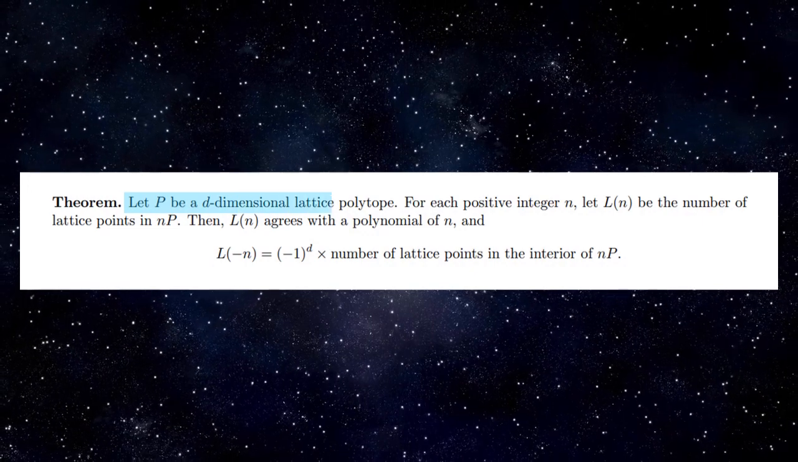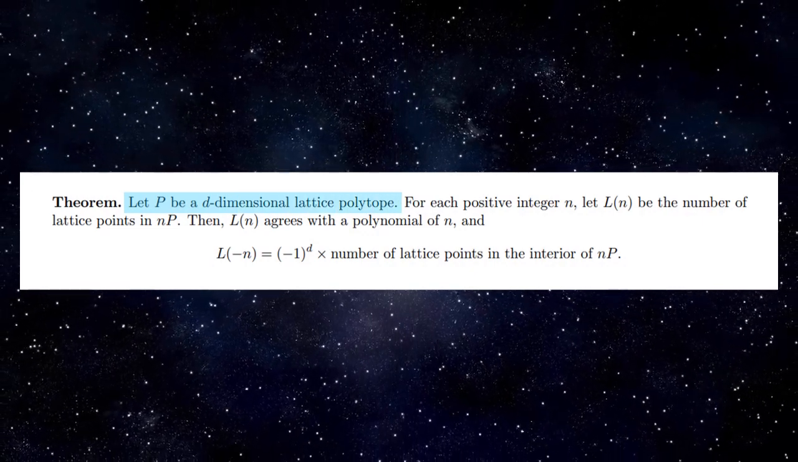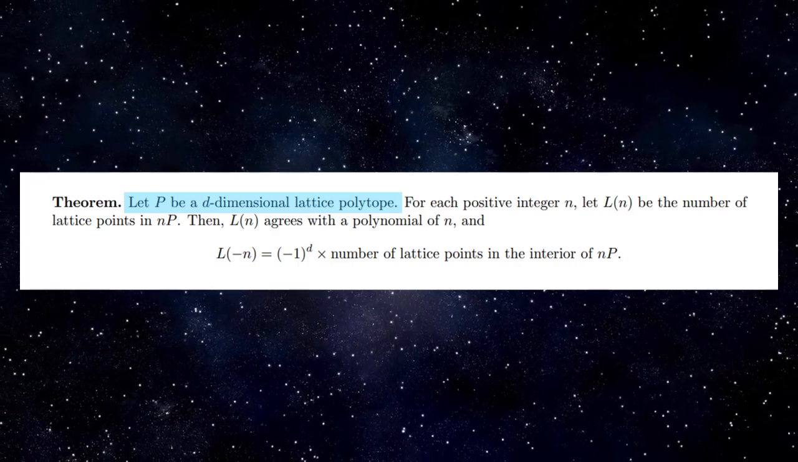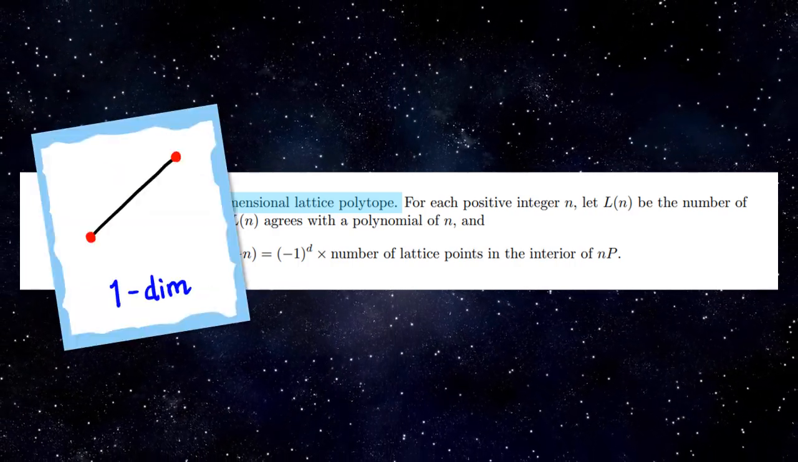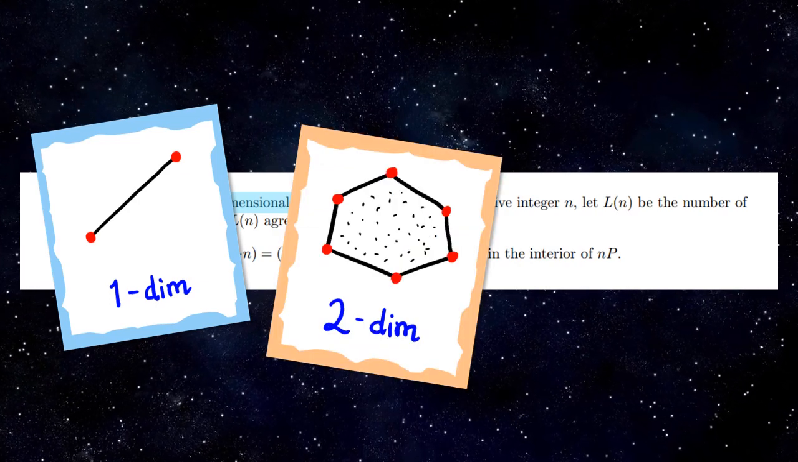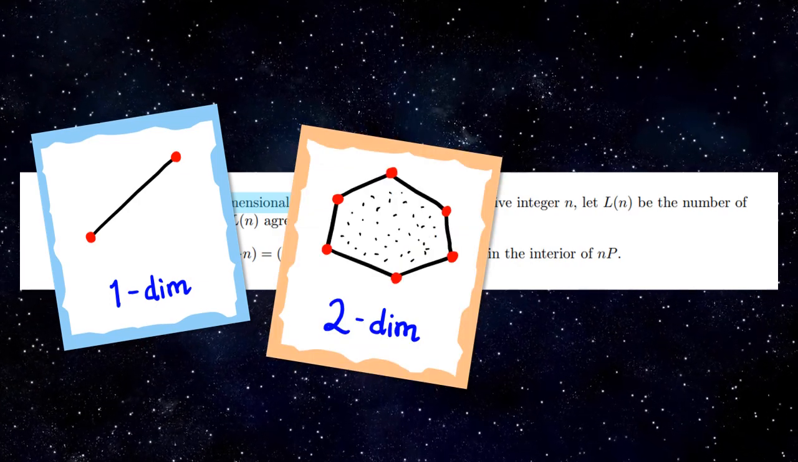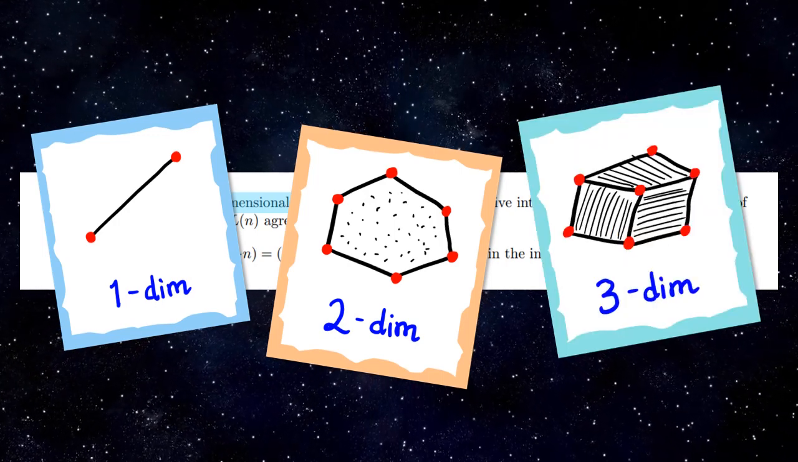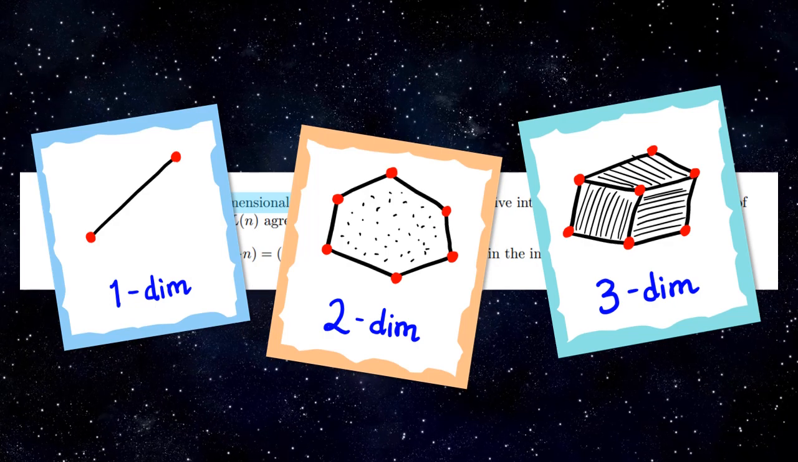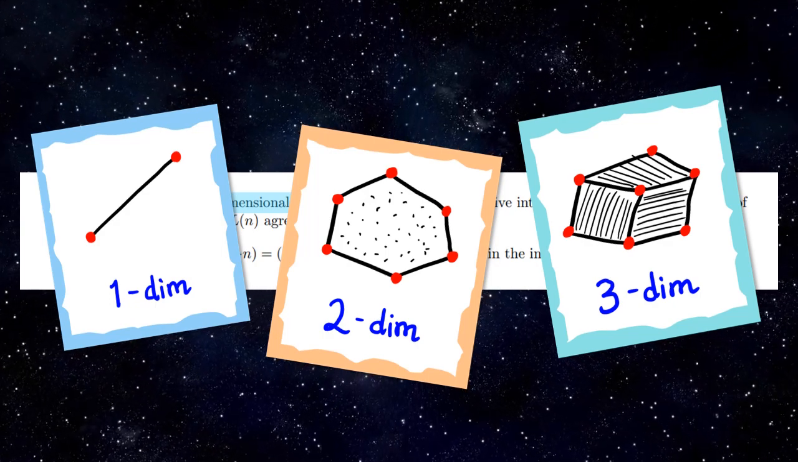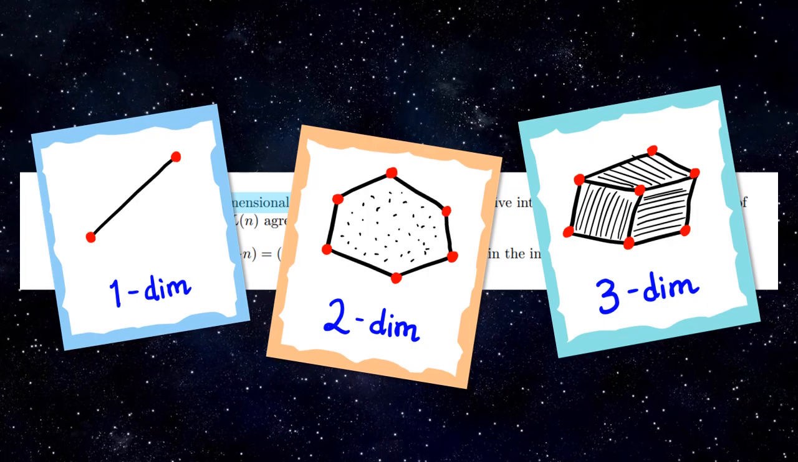Let P be any d-dimensional lattice polytope. Here, a polytope is a generalization of a convex polygon into higher dimensions. So a one-dimensional polytope is a segment, a two-dimensional polytope is a convex polygon, like a triangle or a square, and a three-dimensional polytope is a three-dimensional solid, whose faces are made out of convex polygons. For example, tetrahedrons, dodecahedrons, all those things are three-dimensional polytopes.